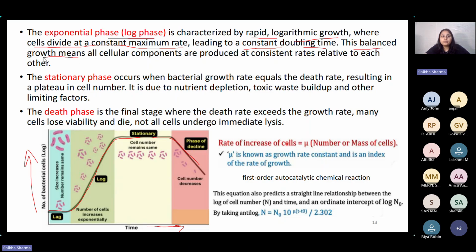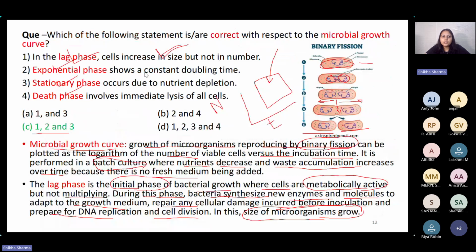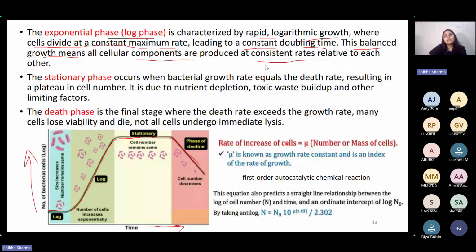Balanced growth means all cellular components are used at a consistent rate relative to each other. So here it will show a constant doubling time, which is correct in the exponential phase, because at a constant maximum rate the bacteria are going to divide. Since we are taking the binary fission case, obviously the bacteria will double, so we can also call it the doubling time. So the constant doubling time will be there.